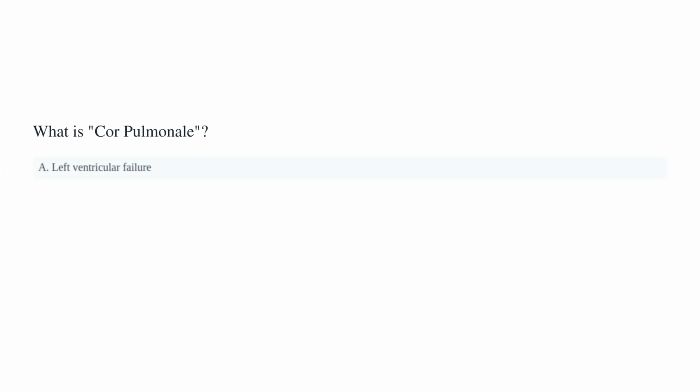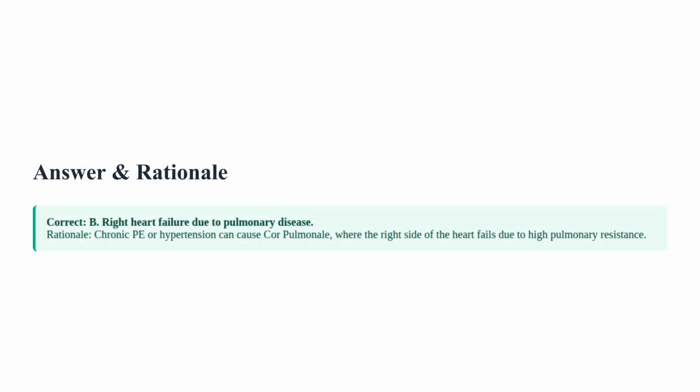Finally, what is cor pulmonale? Is it left-sided heart failure, right-sided heart failure due to pulmonary hypertension, a type of shock, or an abnormal heart rhythm? Cor pulmonale is B, right-sided heart failure due to pulmonary hypertension. It is a potential long-term complication of recurrent or chronic PE.